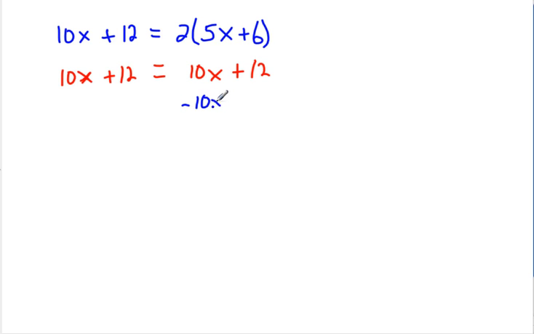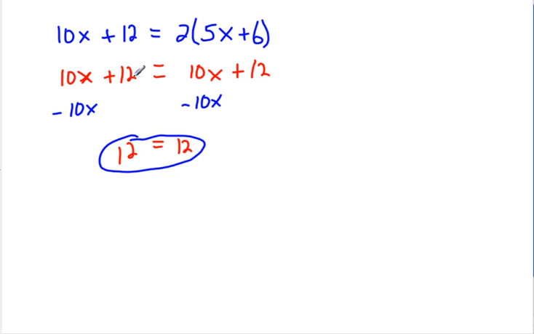So to get the x's out of one side, we're going to subtract 10x, and look what happens here. We're going to get 0 x's, so we'll have just 12, and we're going to have 0 x's over here and just 12. And so this is an interesting answer. Don't freak out, because this answer means something.